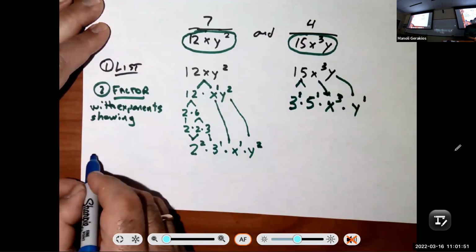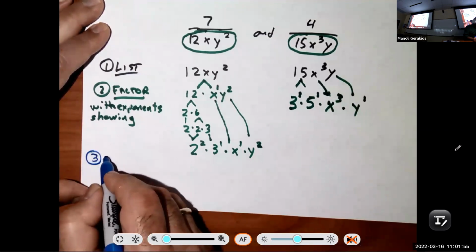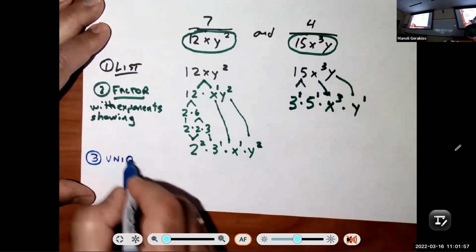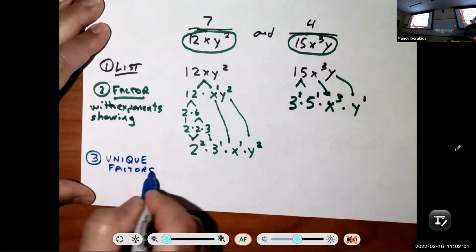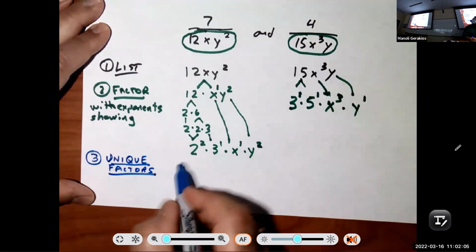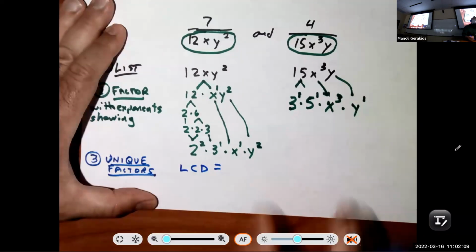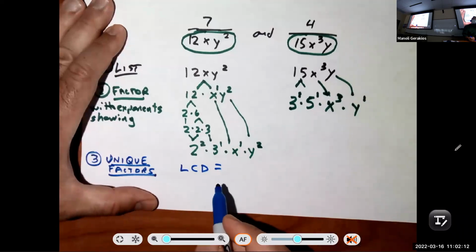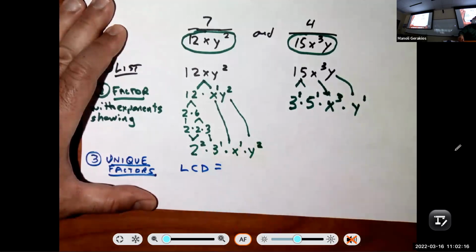So step 3 here is I want to include unique factors. Unique factors, one of everything different. So here's where I actually start assembling the LCD. So I start looking at all the different kinds of factors I have on the bottom of this, the green row for each of these guys.